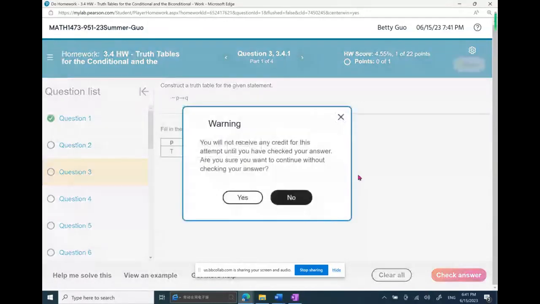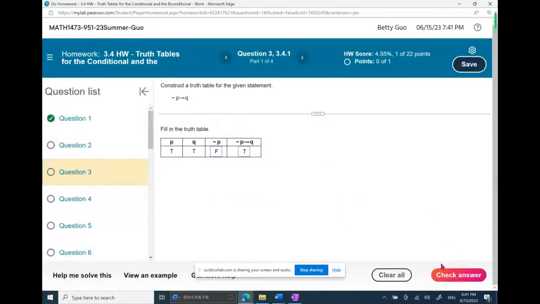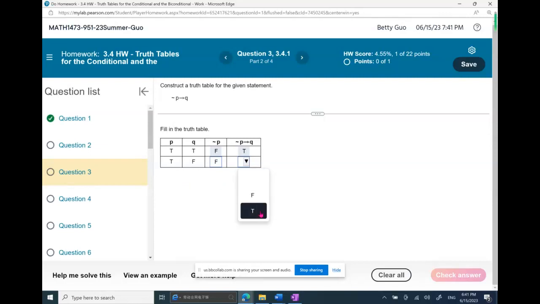Oops, what happened? You will not receive any credit. You want to continue without checking your answer? No. Check answer. When P is T, not P is F. So in this case, we don't have "trust the friends" either, so it's still temporary. The antecedent is not true. Even though we do have friends for the consequent, we do not have trusted friends, so it's temporary.